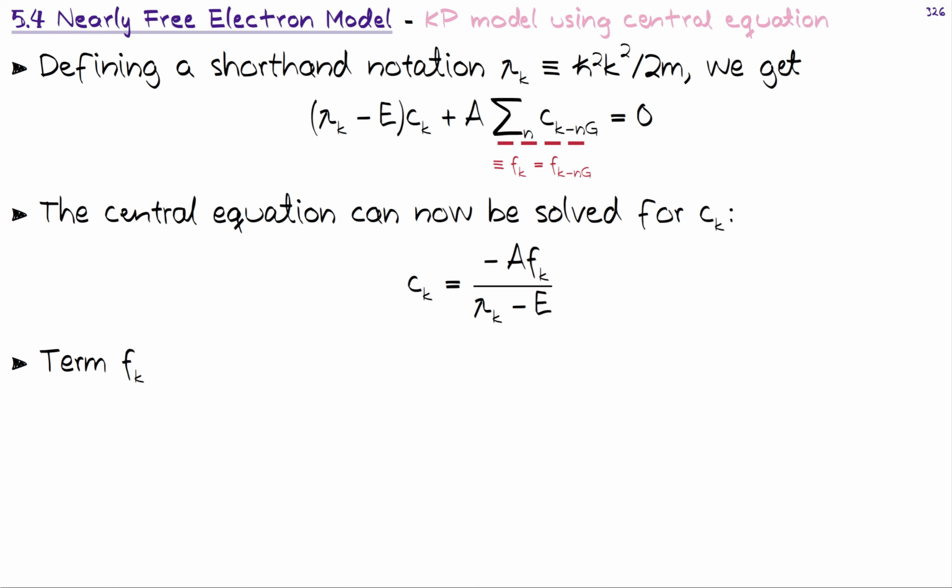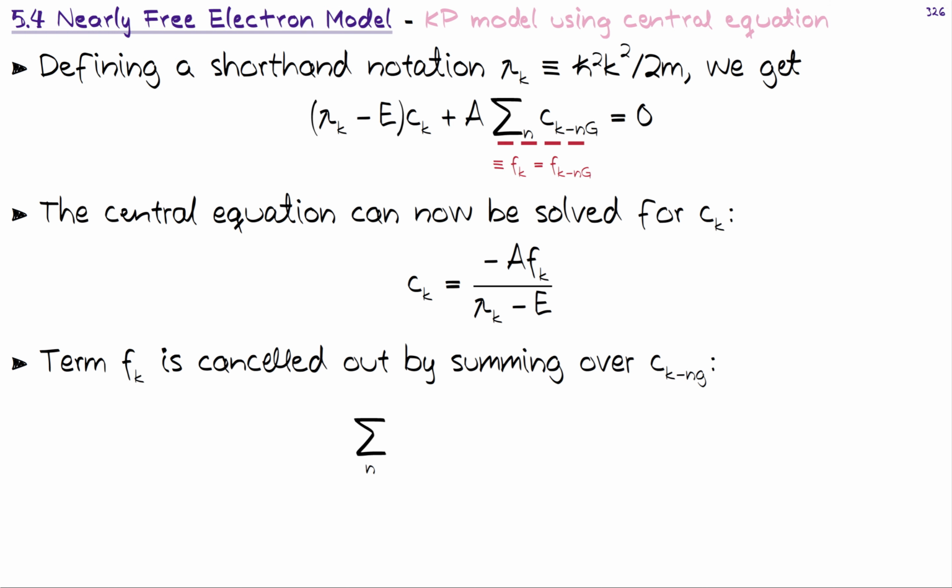This term f_k can be cancelled out of the equation by essentially summing over the c_k term. So we sum both sides of the equation over n. Then we are left with c_(k minus nG) on the left hand side, and on the right hand side a summation over n of terms minus A times f_k divided by lambda_(k minus nG) minus E.